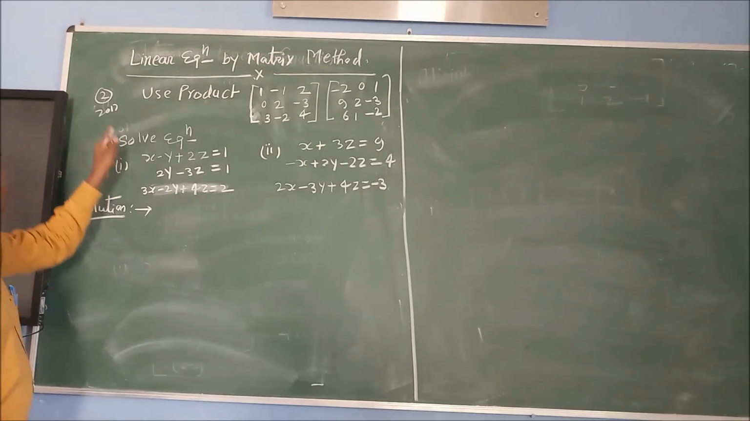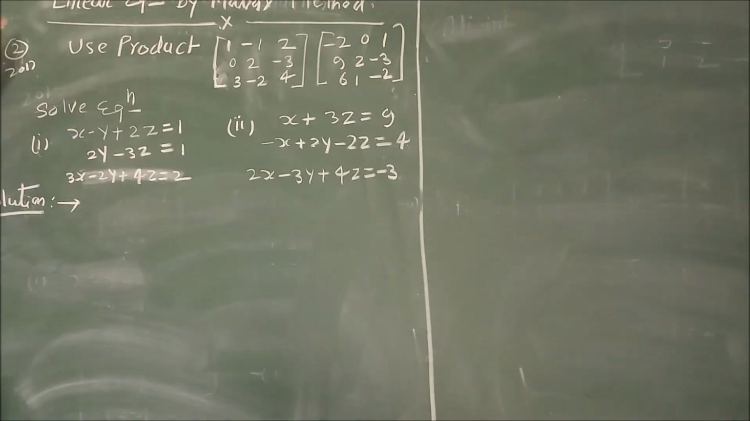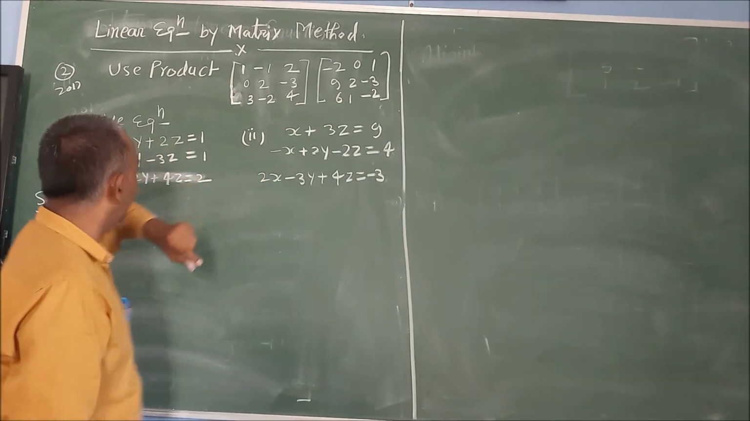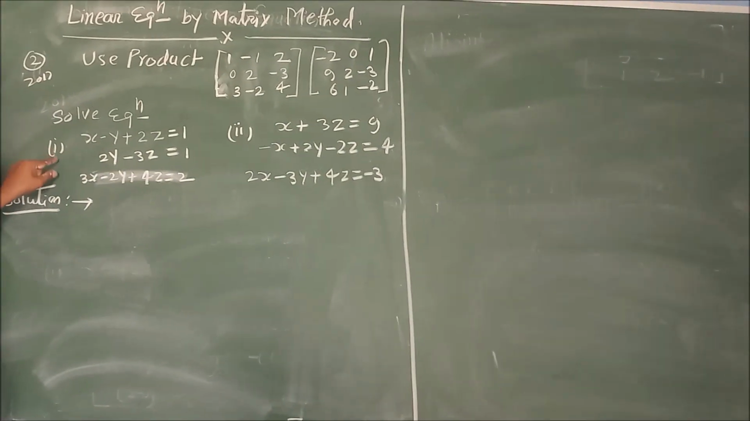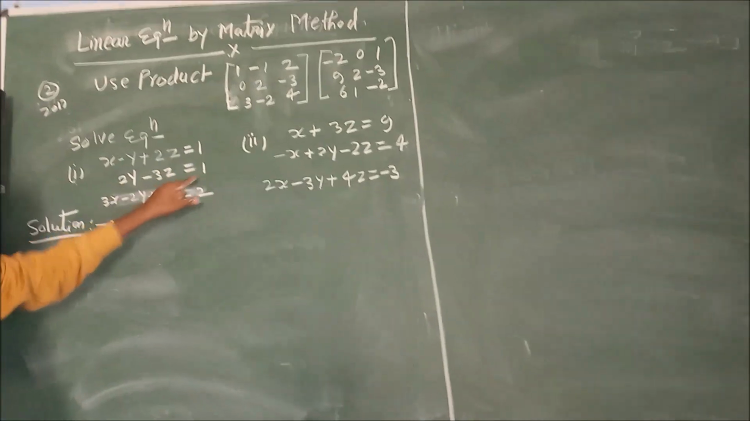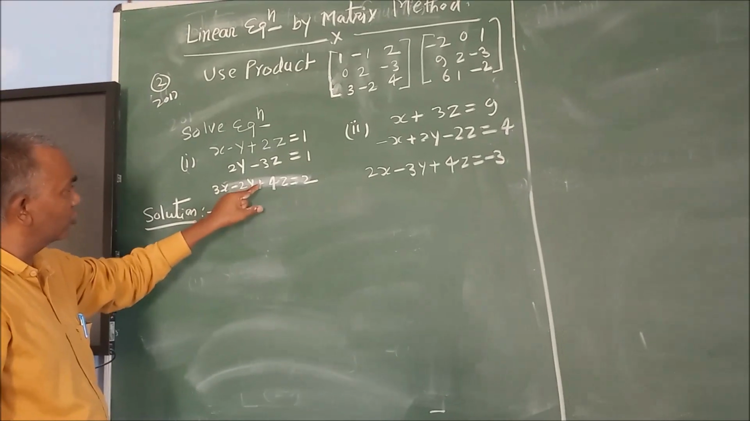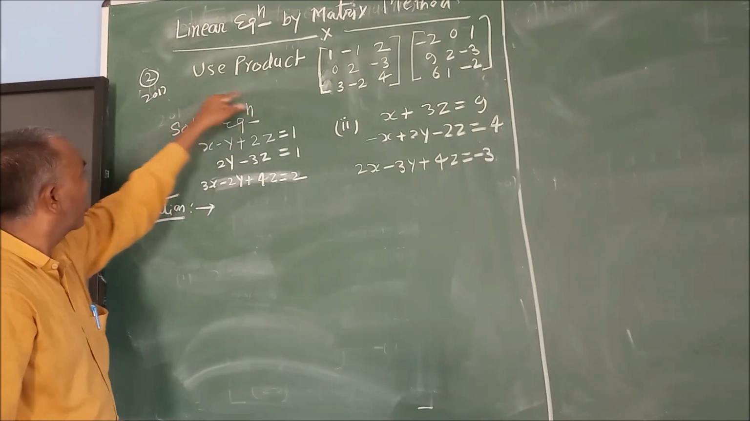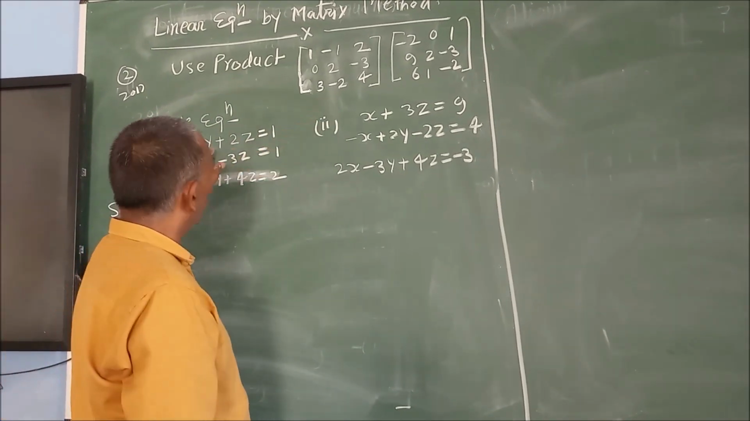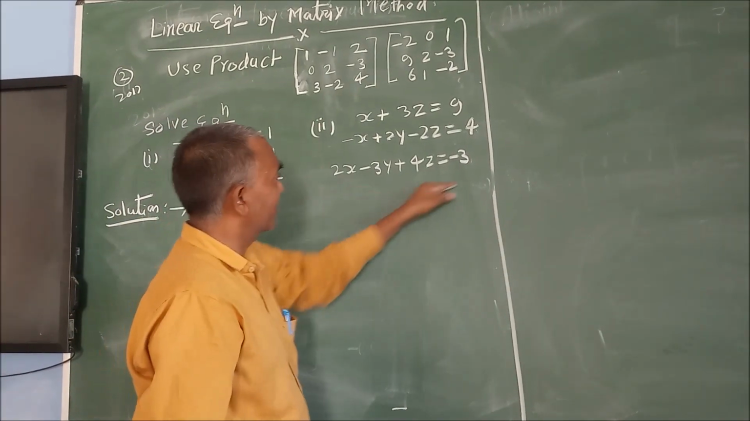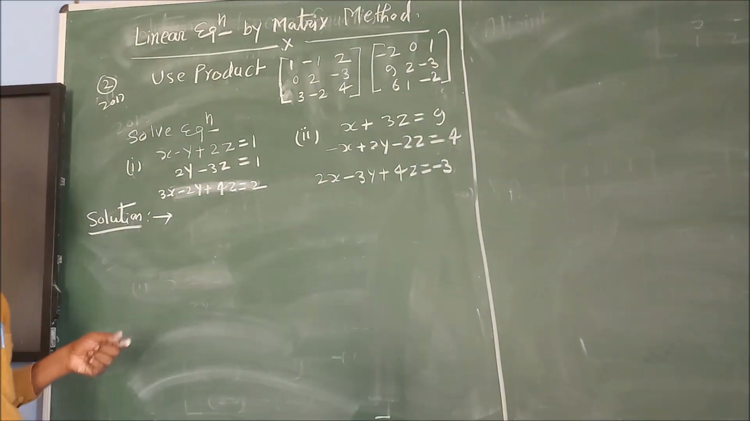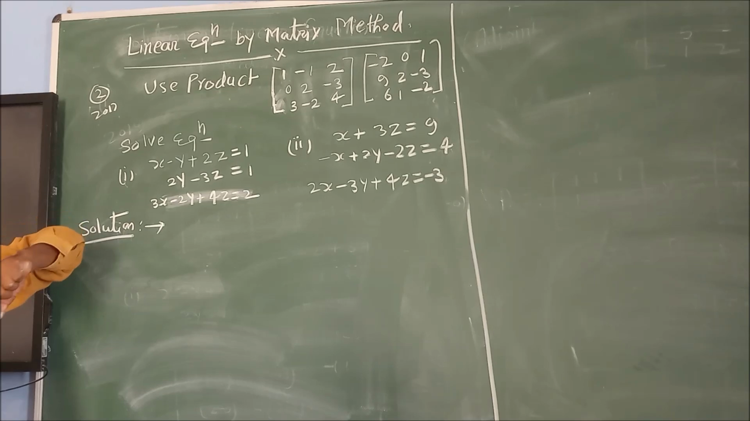See here, in 2017 the question is like this: use the product of two matrices, which are also given. In the first set the question is x minus y plus 2z is equal to 1, 2y minus 3z is equal to 1, and 3x minus 2y plus 4z is equal to 2. In set number 2 the equations are changed, but we have to use the product for both. See here how we solve this question.